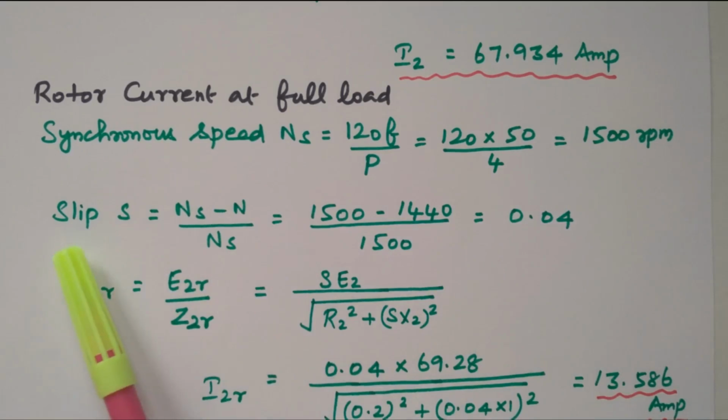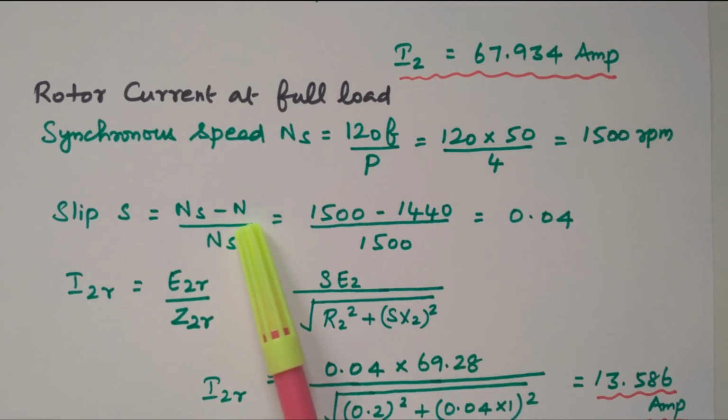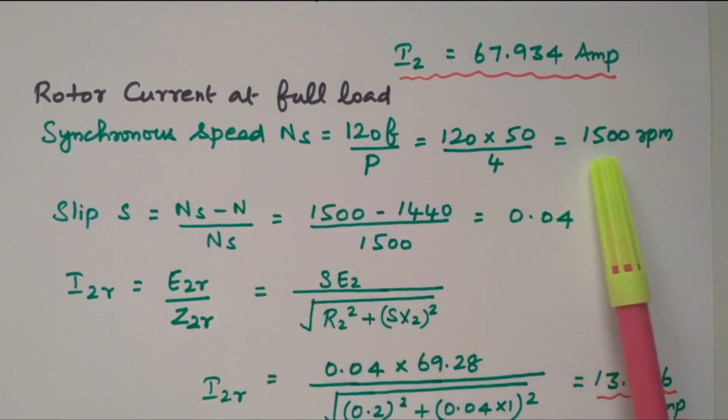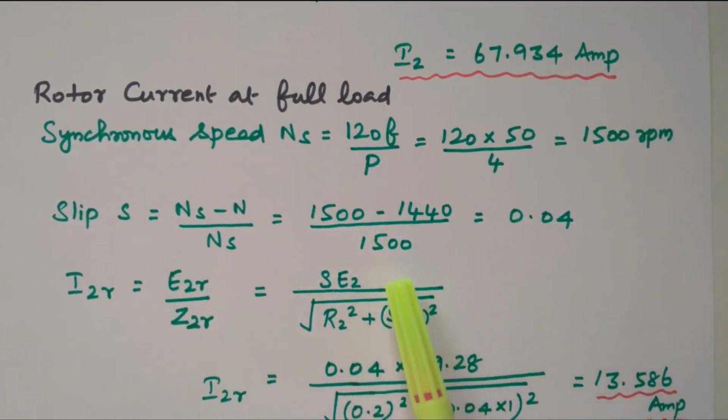So from this we can find the slip of the induction motor. S equals Ns minus N divided by Ns. Synchronous speed minus rotor speed divided by synchronous speed. See, the speed N is already given, 1440. Synchronous speed we calculated. So 1500 minus 1440 divided by 1500 is 0.04. The slip of the induction motor is 0.04, that is 4%. Right?